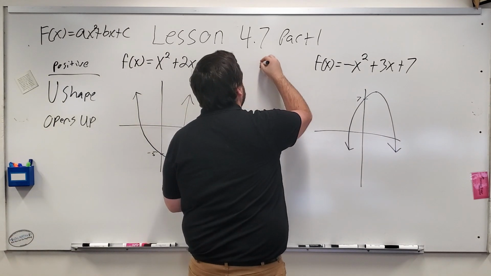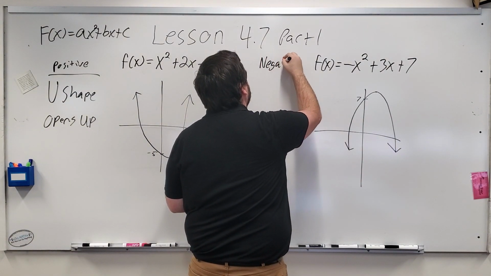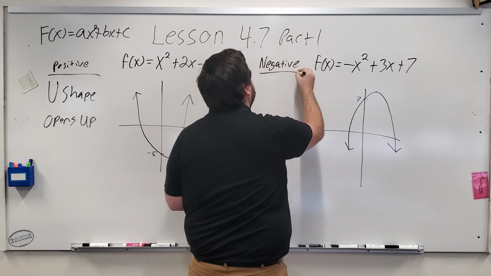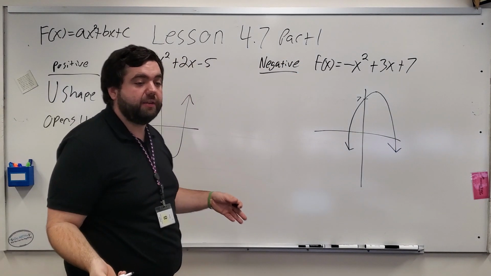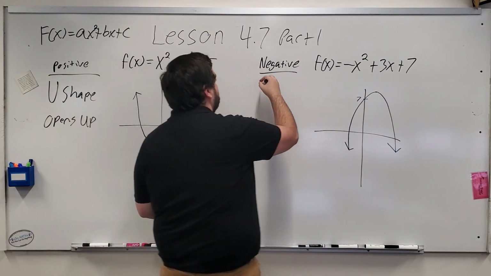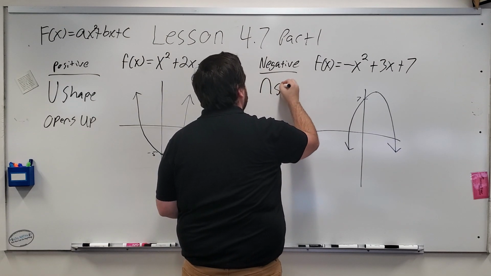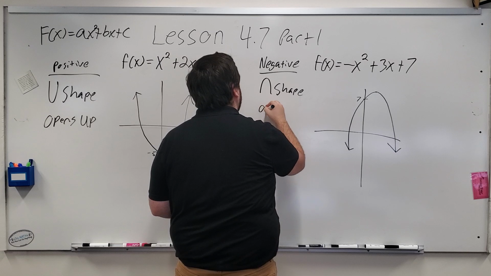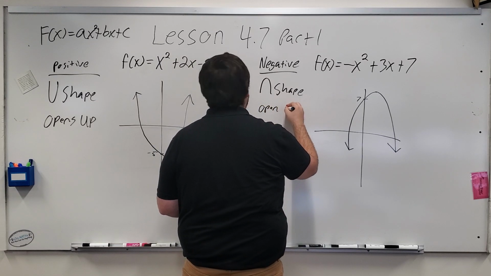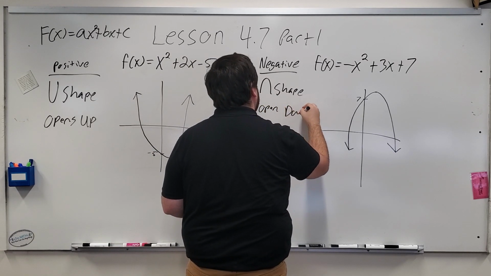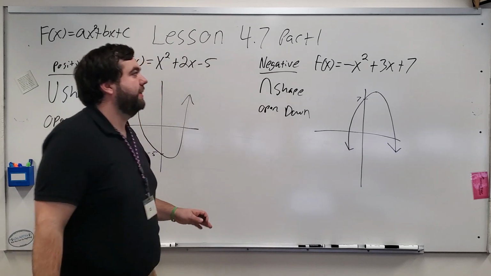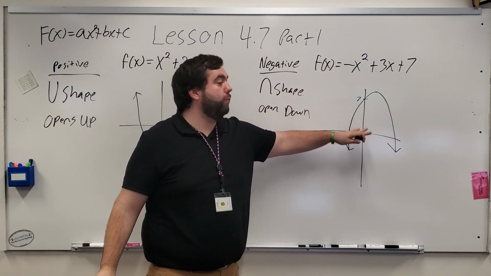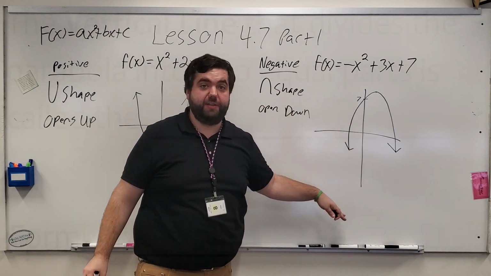Over here, right, we have a negative a. So what should we notice? It's going to be an upside down U shape, and it's going to open down. Okay? Negative a opens to negative infinity.